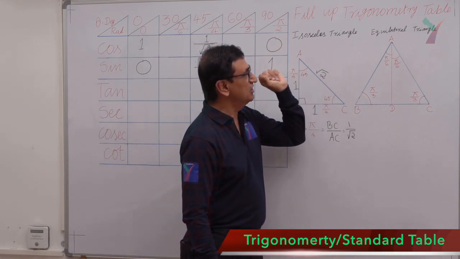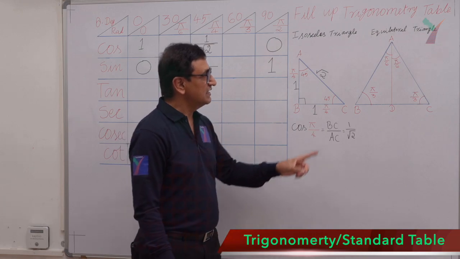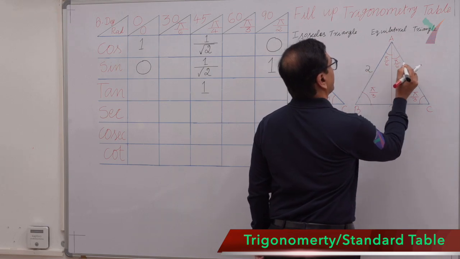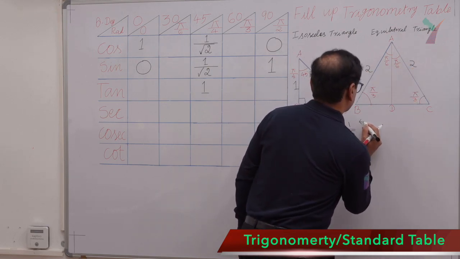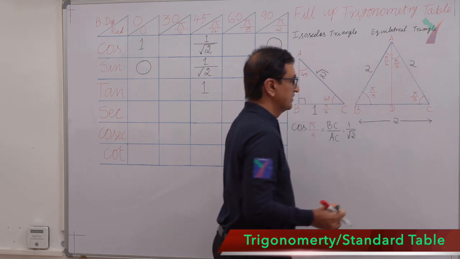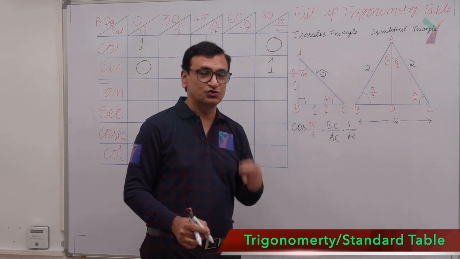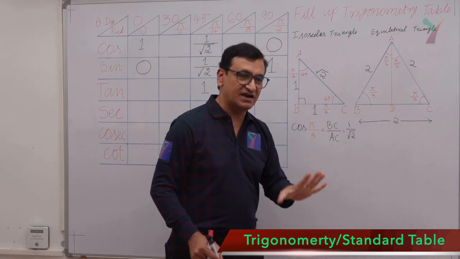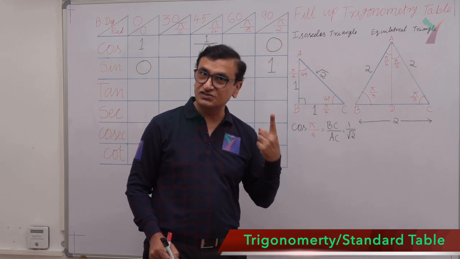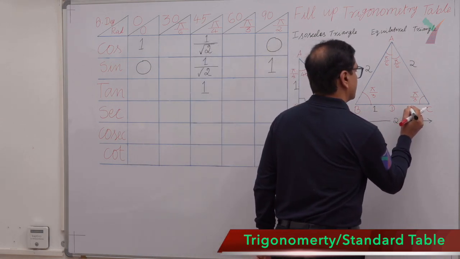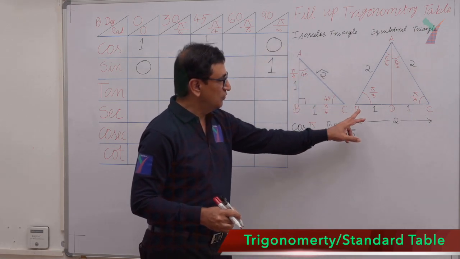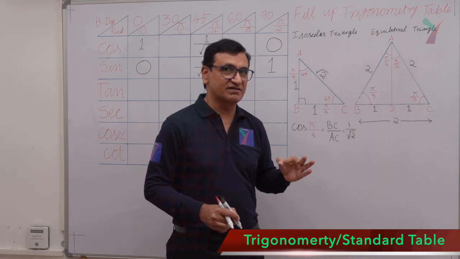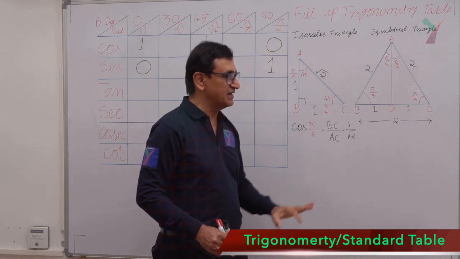Now, let's go to the equilateral triangle. I'm going to mark each of these sides as 2 units. If BC, the base, is 2 units, BD is 1 unit, because BD and DC are equal, therefore BD would be 2 divided by 2, which is 1 unit. Now, we know BD, we know BA. What is AD? We have to use Pythagoras theorem to calculate AD. Let me write down here quickly.